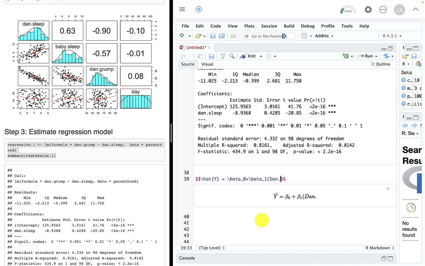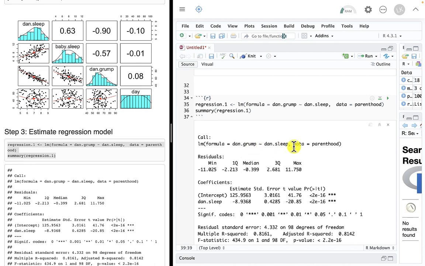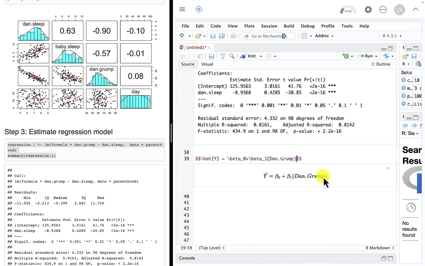Dan dot grump. Okay, I spelled it wrong, so that's okay. I have capitals, and I don't think we have capitals in our stuff up here. So let me change that. And that's wrong anyways. All right, so let's change this. It's not Dan.grump. It is Dan.sleep. Why don't you guys let me get away with that? All right, name it. There we are.